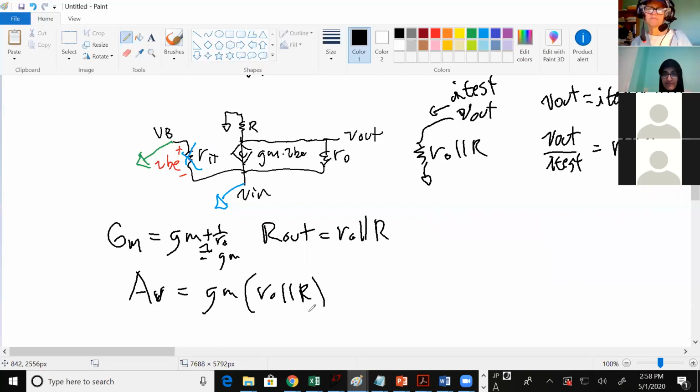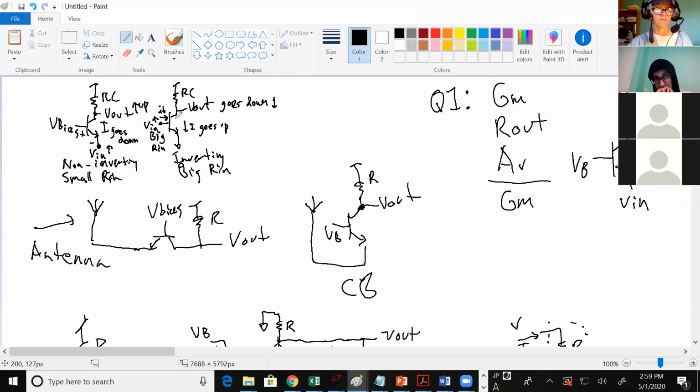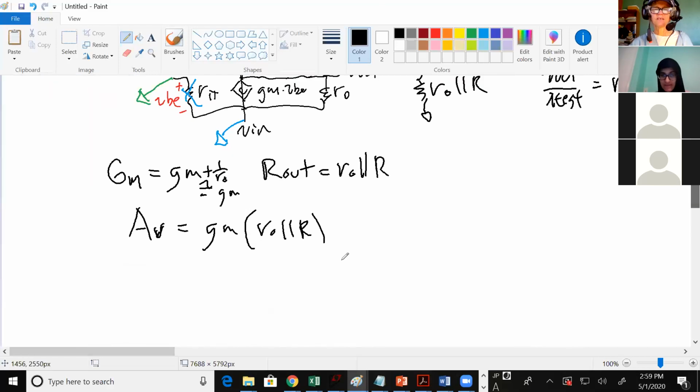What's different about this than the common emitter? So if you go back up here, what was one of the differences between the common base and the common emitter? This is non-inverting. So instead of minus GM RO parallel with R, you get GM times RO parallel with R. So this positive sign here tells you that this amplifier is non-inverting.